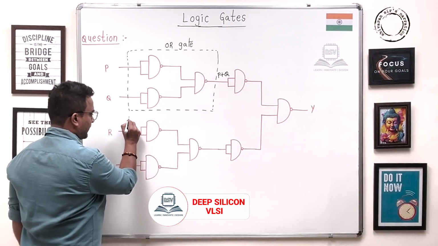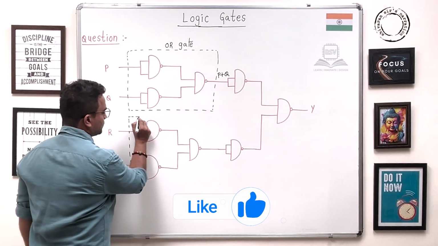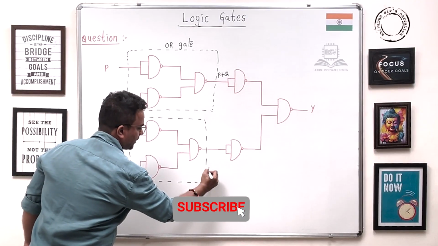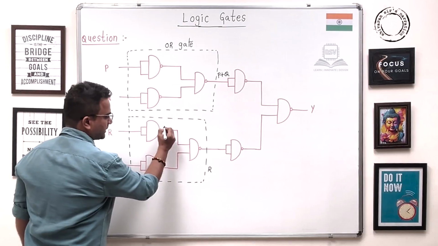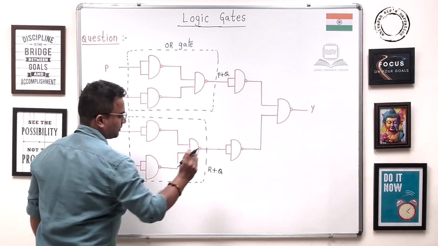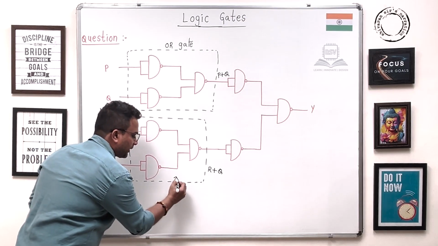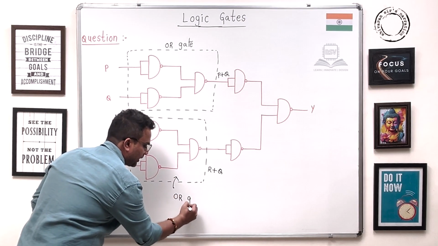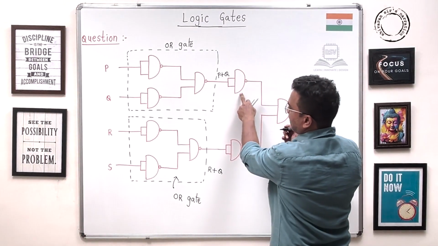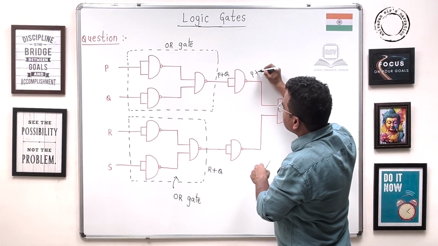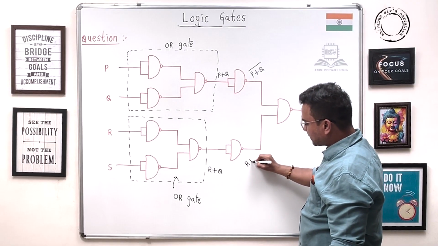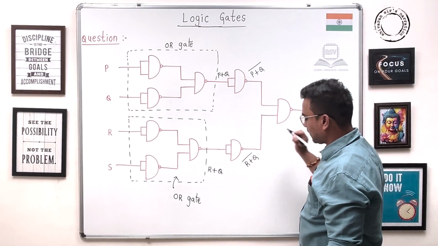Similarly, you take this. This is also the same. That is R bar, this is plus Q bar. Means simply you can say R plus Q, because it is an OR gate only. Right? Now, here again we have a NOT gate. This is P plus Q whole bar. This one is R plus Q whole bar.